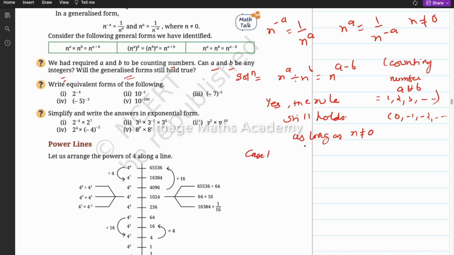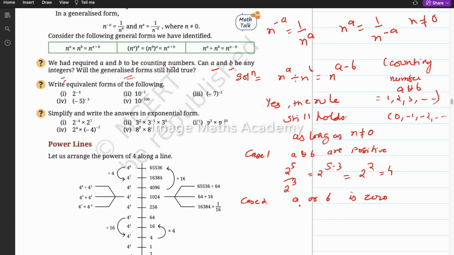Case 1: suppose a and b are positive. So 2 to the power 5 upon 2 to the power 3 is equal to 2 to the power 5 minus 3, which is equal to 2 to the power 2, which is equal to 4. Here a and b are positive.